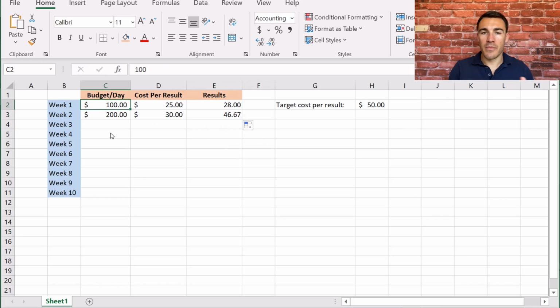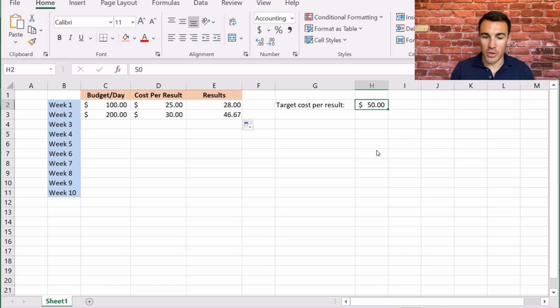Okay, so we started at $100 a day. Our cost per result was $25. Therefore, in the first week, we generated 28 leads, or 28 purchases, 28 results. Week 2, we doubled it, and our cost per result went up from $25 to $30. But because we've doubled the budget, we've still significantly increased the number of results we're generating. So roughly 46, 47 there. And we're still well under, with this $30, our target cost per result of $50.